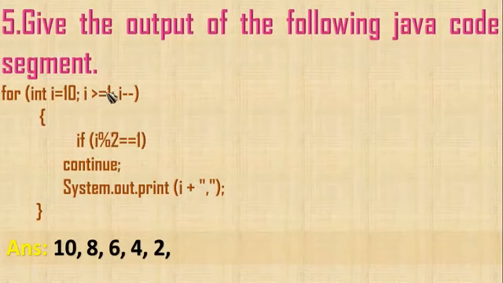Then when it becomes 0, that is false, it will come out of the loop. So it will stop. So here, how many times does it get executed? It will get executed 10 times. But the printing happens only 5 times.